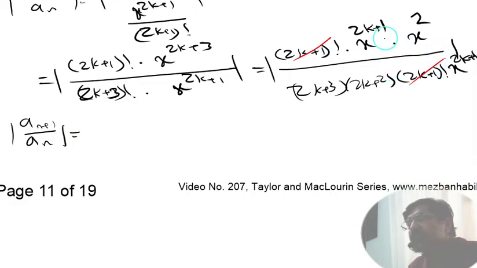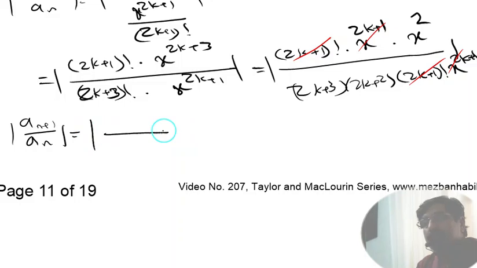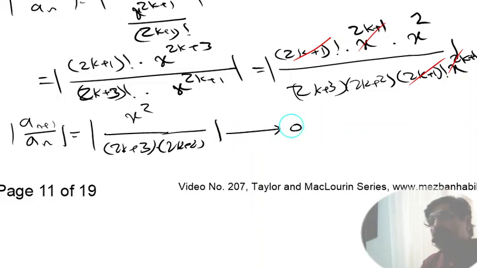By cancellation we have x squared over (2k+3) times (2k+2). This goes to 0. That gives us the conclusion that the convergence is for all x.